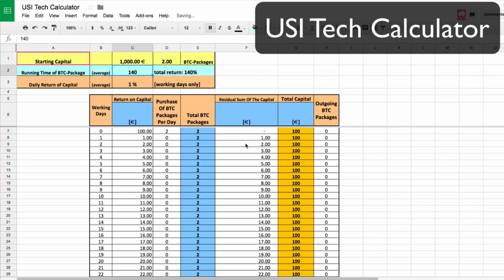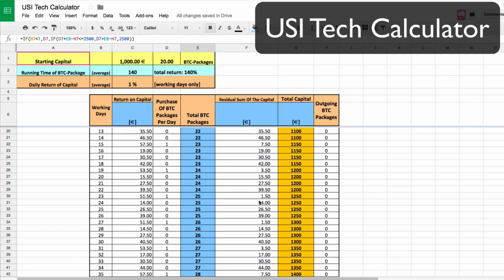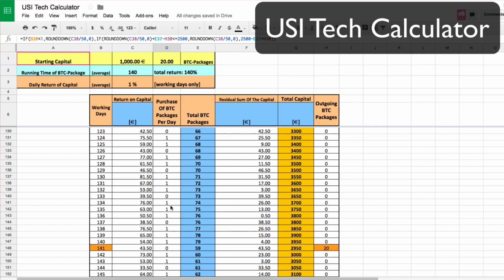1,000 is 20 packages. And you can see you're getting 1 package every few days to reinvest. And you're basically tripled at the 140. So play with the calculator.